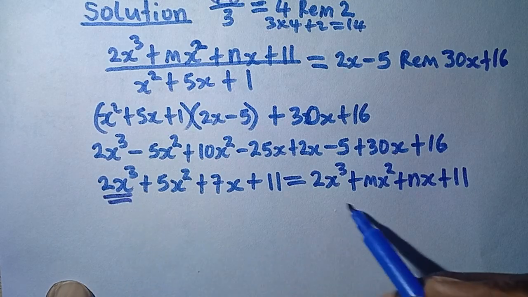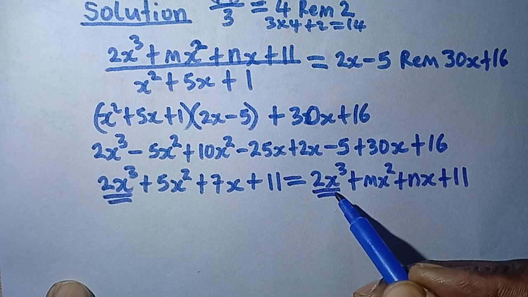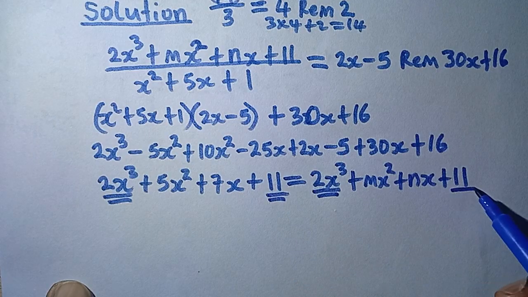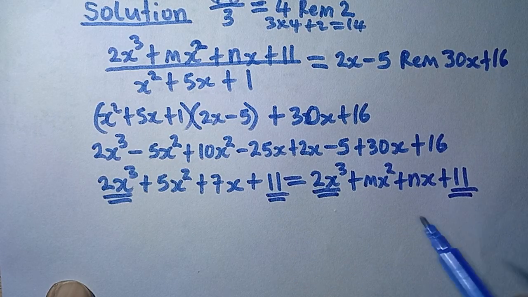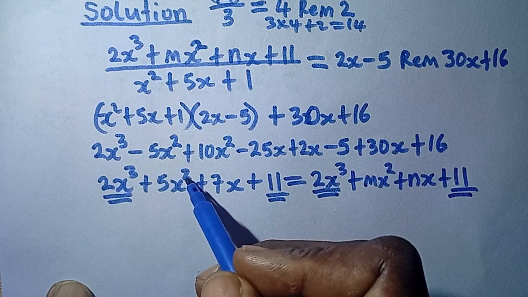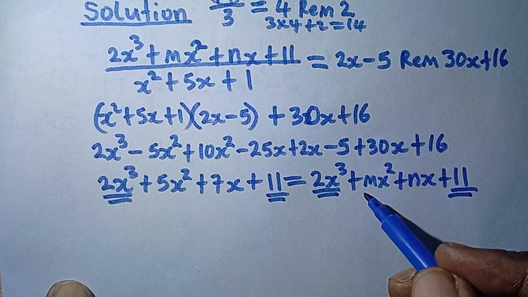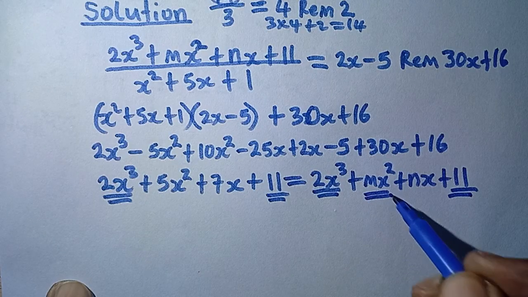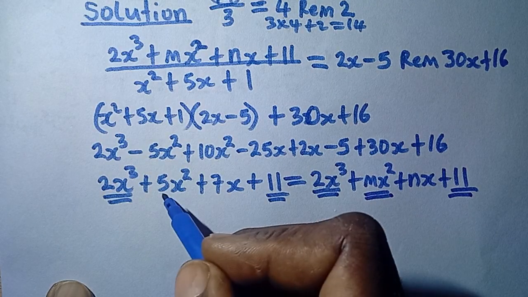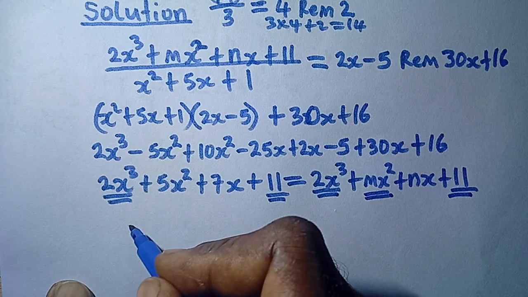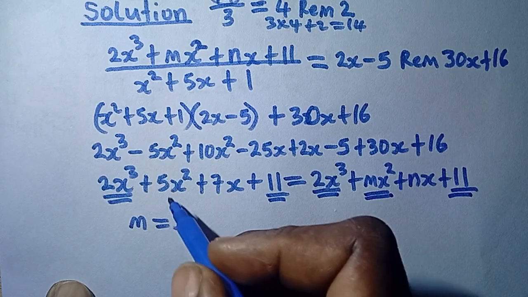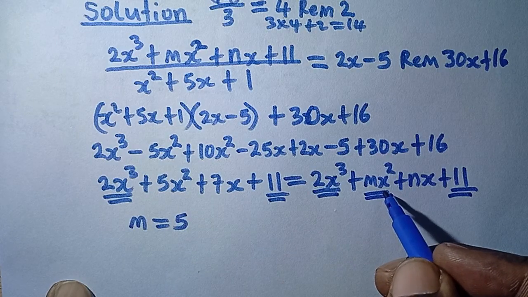Now comparing this and this, because they are equal, you can see that the 2x cubed is the same as this 2x cubed. You can see the constant term 11 is also equal to 11 here. So that means we are on track. Comparing now, we can see that this is 5x squared. It should also be equal to this mx squared. So 5 is equal to m, or m is equal to 5, when we compare the terms in x squared.